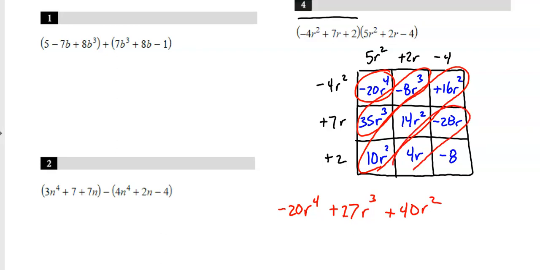Right here, the r's, that's a negative 24r. And then the minus 8 is, if I can finish here, right there at the end.